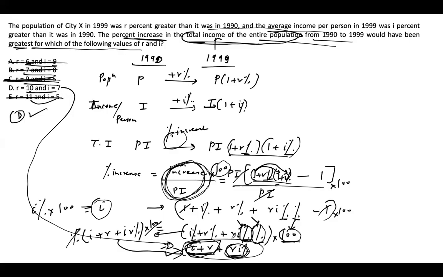Because what you are doing is just R into I, but that has a percentage attached to it. So even if it is 10 into 7, that is actually 70%, which is nothing but 0.7. You don't have an idea of this I plus R.